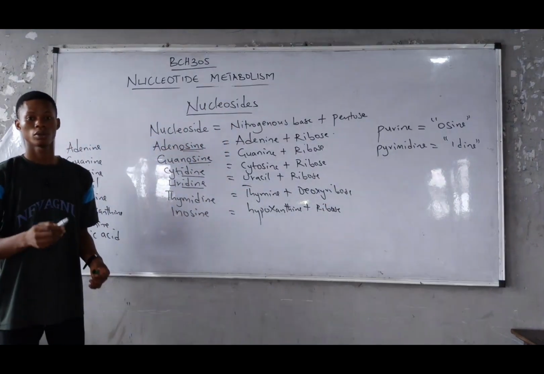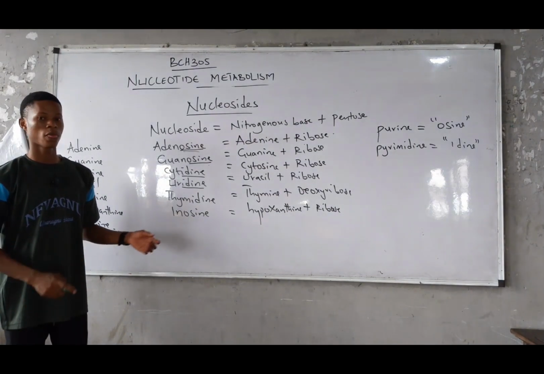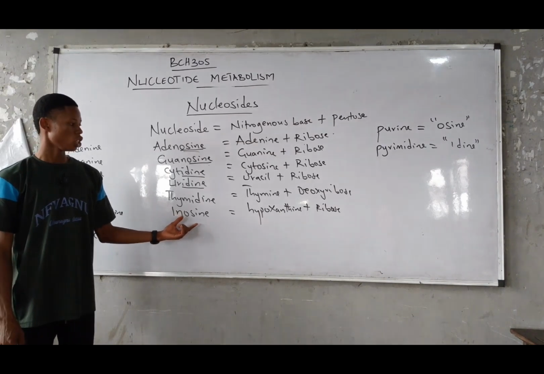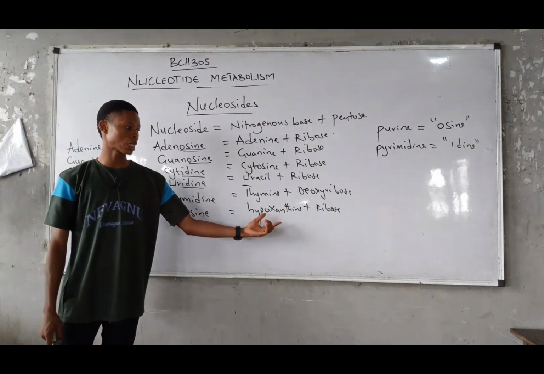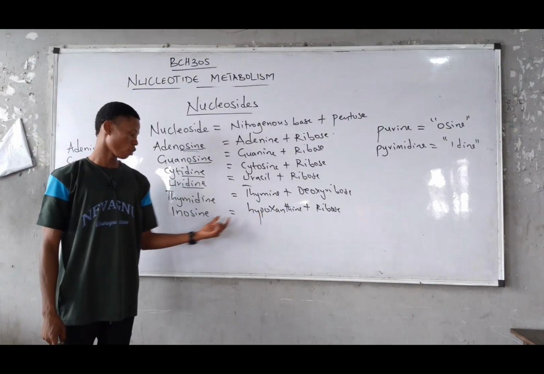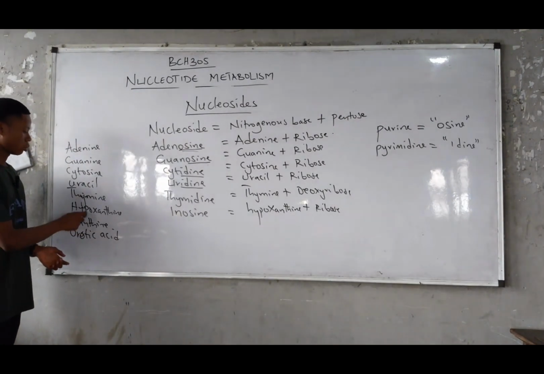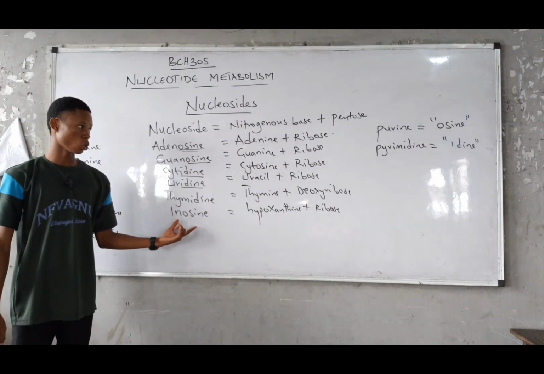All right, for inosine, there's another one here, inosine. Hypoxanthine plus ribose will give us inosine. Hypoxanthine, remember we saw hypoxanthine here. Plus ribose will give us inosine.